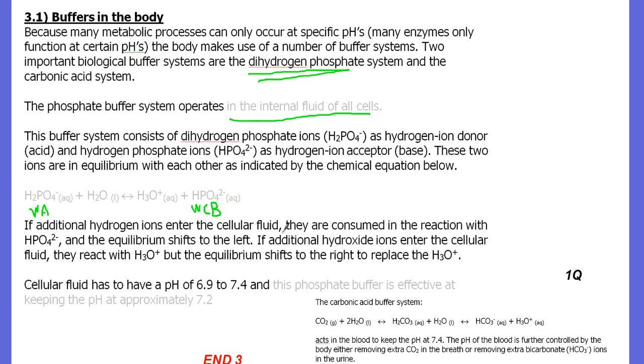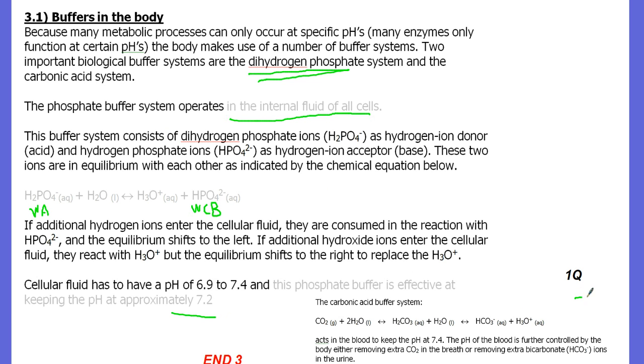Now if you add hydrogen ions to the fluid, they're going to be consumed with the reaction here. So if we add H3O+, they're going to react with HPO4 2 minus, and it's going to shift to the left as Le Chatelier's principle says. If we add extra hydroxide ions, that's the same as dropping the H3O+ concentration, and therefore the reaction is going to shift to the right to replace those H3O+ ions. Now, cellular fluid needs to have a pH of 6.9 to 7.4 for cells to function, and this phosphate buffer is very effective at keeping the pH at approximately 7.2. Different buffer solutions can keep pHs at a range of values depending on the buffer solution you use. But that's the one that happens in our cells.